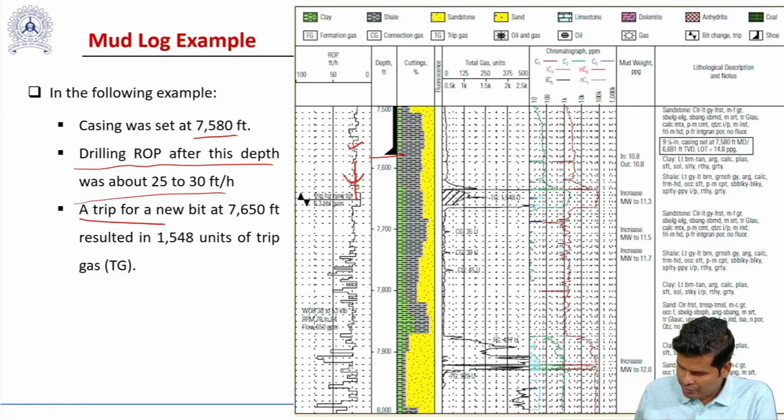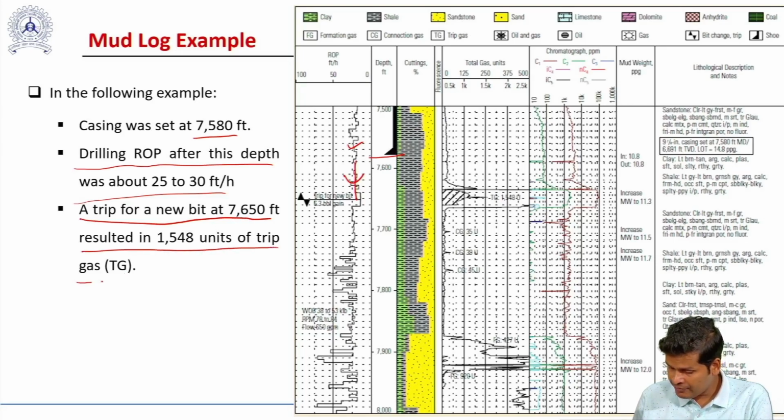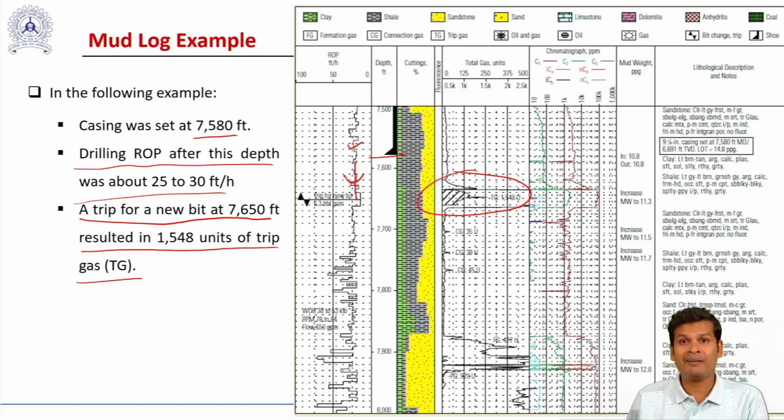Now, a trip of a new bit in this well at 7650 feet resulted in 1548 units of trip gas. So you can see here, there is a gas show. As I mentioned earlier, not every gas show should be taken as an indication of drilling through a porous and permeable formation which may contain hydrocarbon. Here, during the tripping operation, some underbalance condition might have been created which led to some bleeding of gas inside our drilling fluid, which is now detected at the surface.